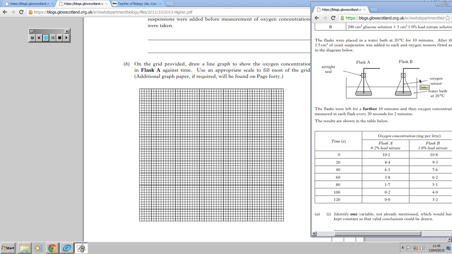As you can see, now I've got a full graph, and that full graph should get you 2 marks. It's got labels on both axes, it's got units on both axes, it's got an appropriate scale where you use more than half the graph paper, and I've joined my points accurately and I've joined them with a ruler. That's it for drawing graphs.